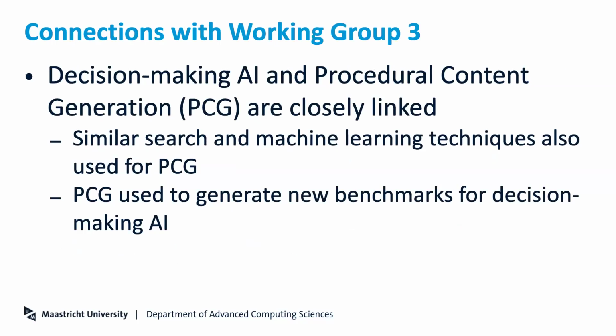Connections with working group 3. So connections with working group 3 are obvious due to the overlap in techniques used. Also, actually, we often use each other's work. If someone's doing procedural content generation to generate a new game, they like to have AIs playing that game to test, is it a good game? And the other way around, if I'm building an AI that wants to become good at playing, for example, a video game, I might procedurally generate levels such that it can learn in these different levels. So it's not just an overlap in techniques used, but we really use each other's goals as well, let's say.